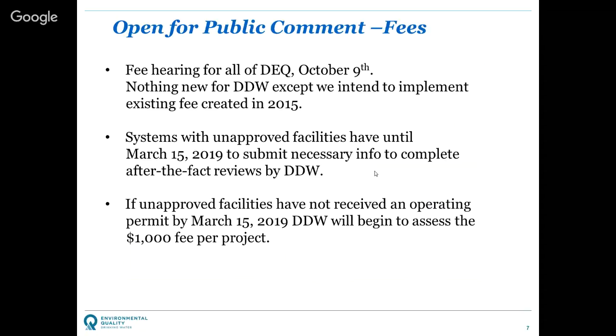Systems with unapproved facilities have until March 15 of 2019 to submit the necessary information to complete the after-the-fact plan reviews by the Division of Drinking Water. So if you have a facility that does not have an operating permit or plan approval from the Division of Drinking Water, now is the time to start addressing that. Call our office and ask for the permitting section if you have questions. If you have unapproved facilities and have not received that operating permit after March 15th of 2019, the Division of Drinking Water will begin to assess a $1,000 fee per project.